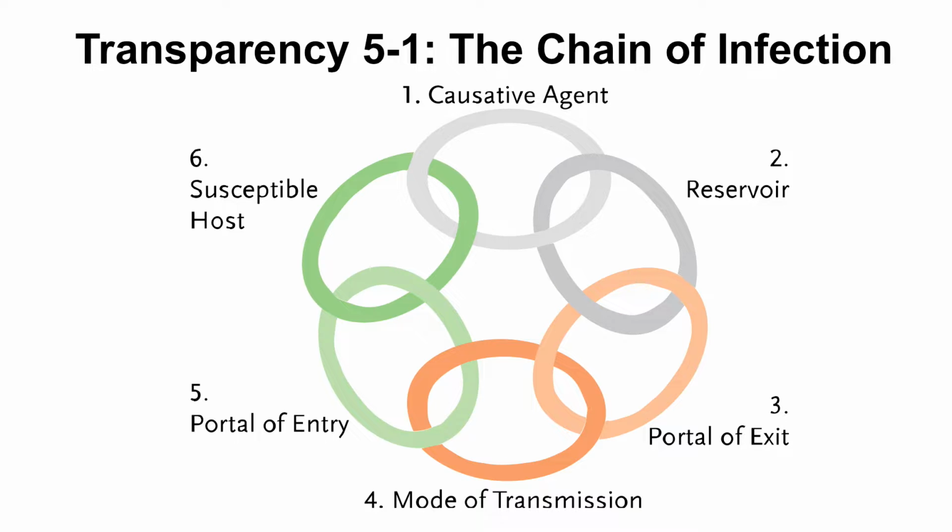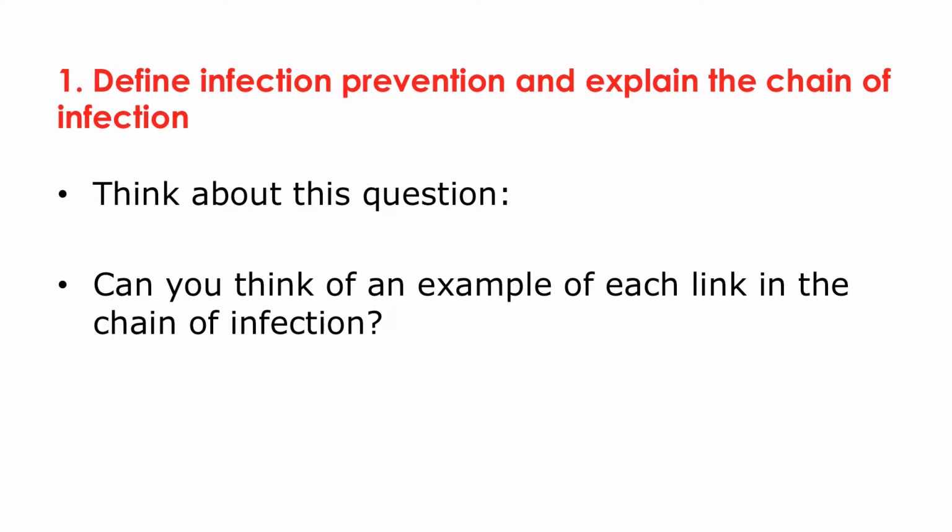So let's think about this main question. Can you think of an example of each link in the chain of infection? Let's talk about the causative agent. Is it a bacteria? Is it a virus? The susceptible host: is it a pediatric child, or is it a senior citizen whose immune system is down? Is it an HIV client?